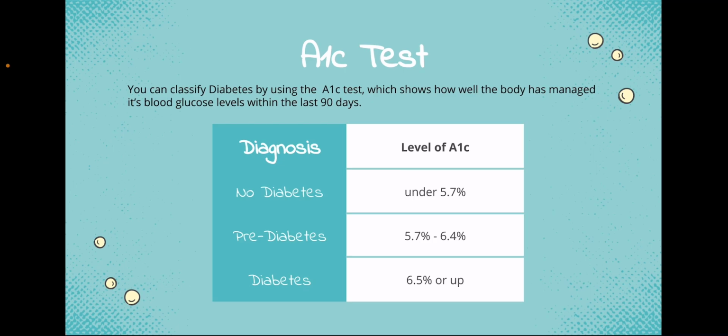You can also classify diabetes by using the A1C test, which shows how well the body has managed its blood glucose level in the last 90 days. So in this chart, we have the diagnosis and the level of the A1C level. So if your A1C level is under 5.7%, you do not have diabetes. If your level of A1C is in between 5.7% and 6.4%, you could be pre-diabetic. And if it is 6.5% or up, you could have diabetes.